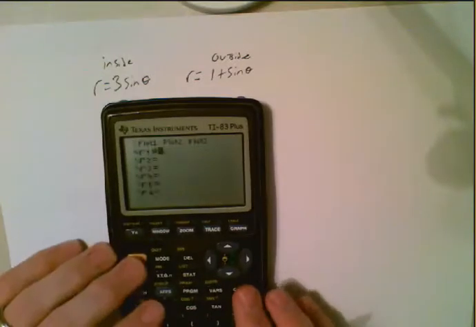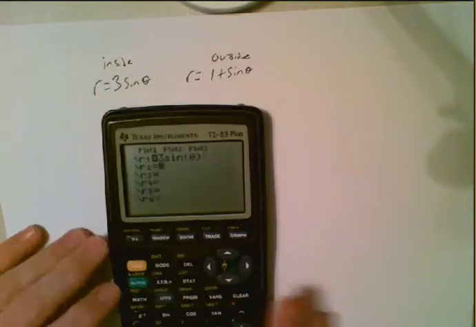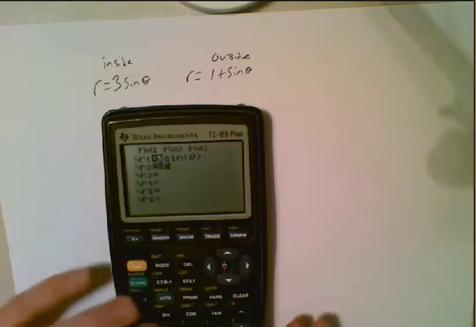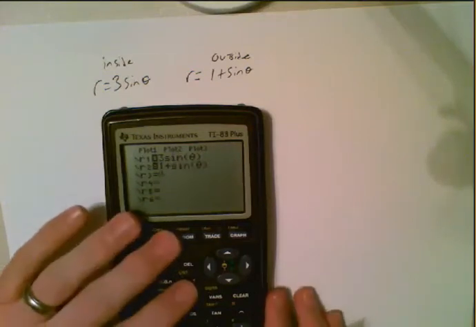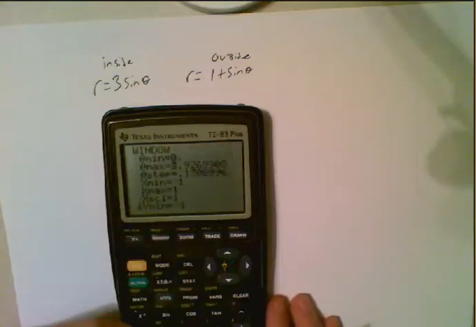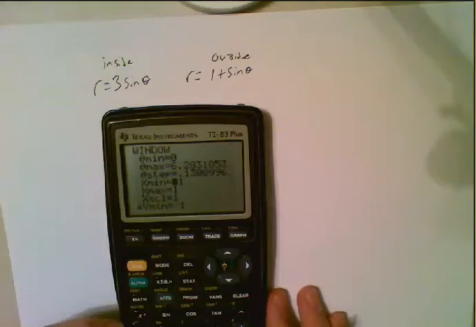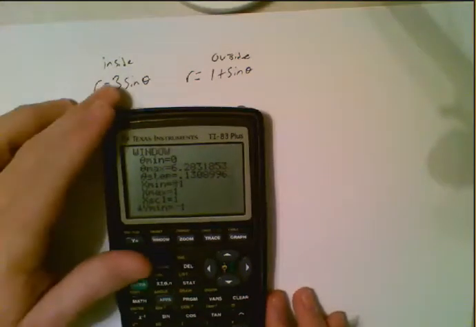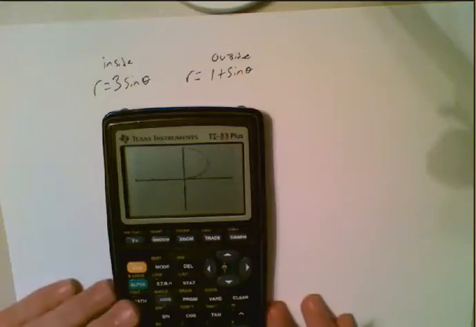So for y1, I'm going to do 3 sine theta. For R2, I'm going to do 1 plus sine theta. We'll go 0 to 2 pi, then 0 to pi. I'm not sure how big this one gets, but one of them is 3 sine theta, so I'm guessing it'll at least be 3. So let's go -3 to 3, -3 to 3, and see what happens. There's my circle. I knew that was coming.